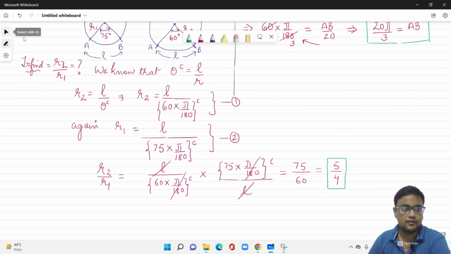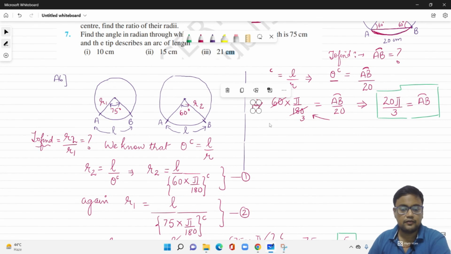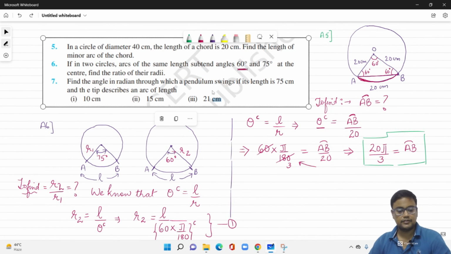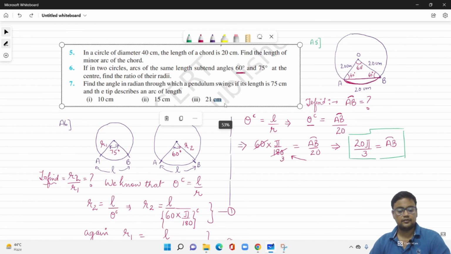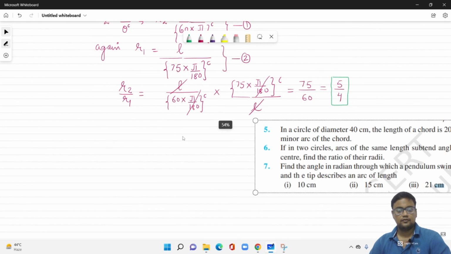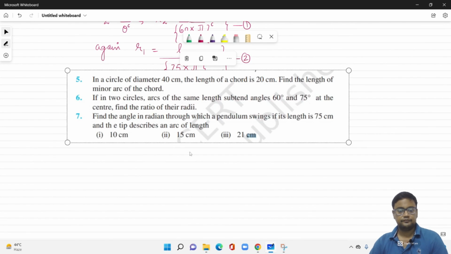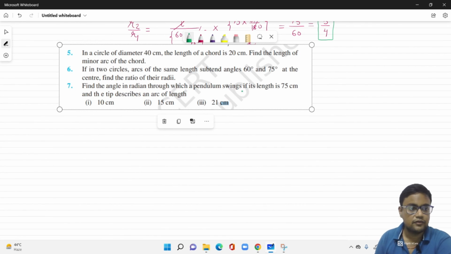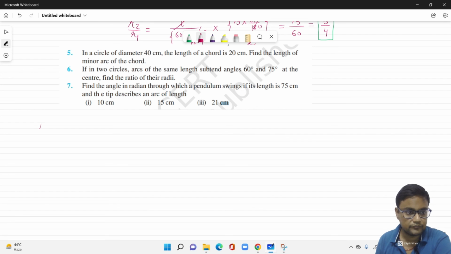Let us see the third question. Find the angle in radian. इसको यहाँ से कट कर लेते हैं, let us take it somewhere down. So the answer is answer 7th. Find the angle in radian. Radian में हमें निकालना है. We need to find the angle in radian through which a pendulum swings.